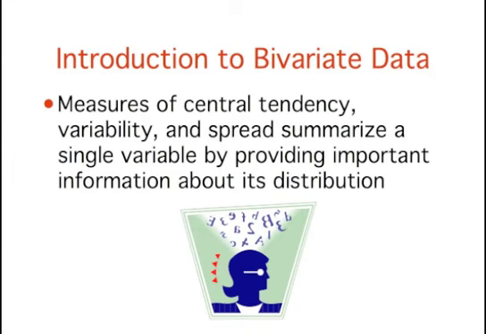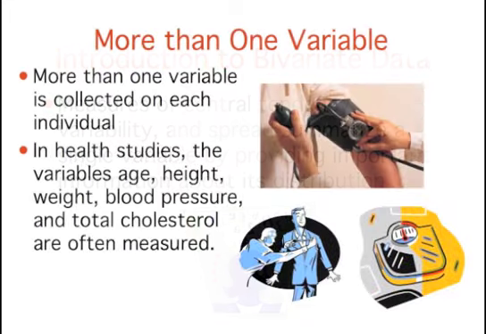Measures of central tendency, variability, and spread summarize a single variable by providing important information about its distribution. Often, more than one variable is collected on each individual. For example, in large health studies of populations, it is common to obtain variables such as age, sex, height, weight, blood pressure, and total cholesterol on each individual.